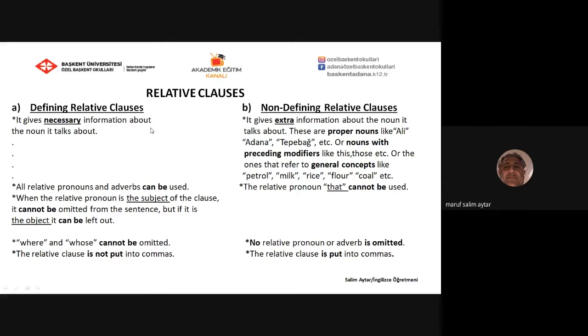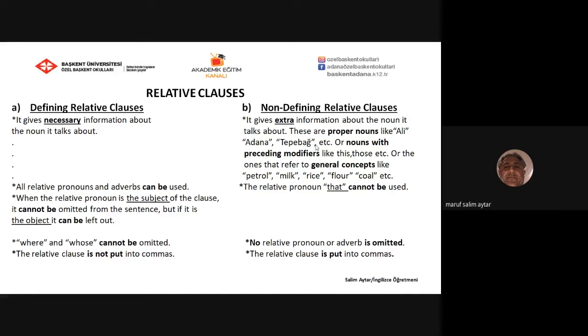A defining relative clause gives necessary information about the noun it talks about. This is very important. A defining relative clause gives necessary information about the noun it defines. A non-defining relative clause gives extra information about the noun it talks about. See, that is the main difference between them. A defining relative clause gives necessary information, and a non-defining one gives extra information about the noun it talks about.